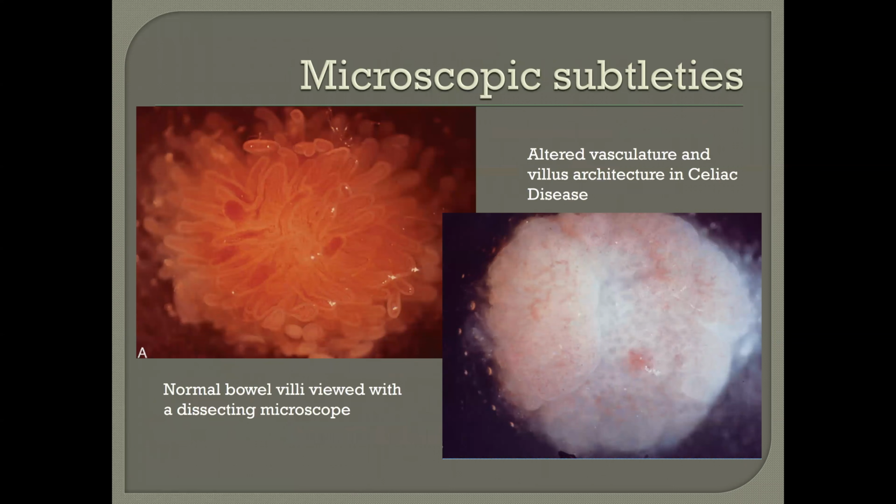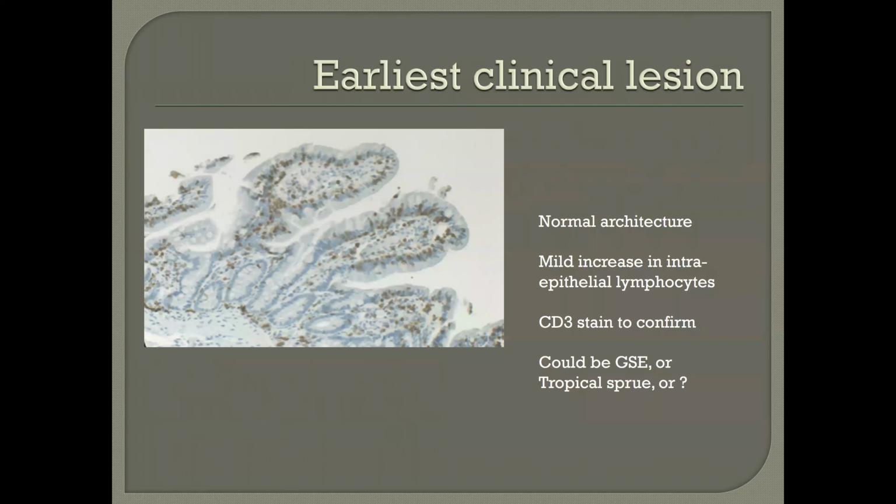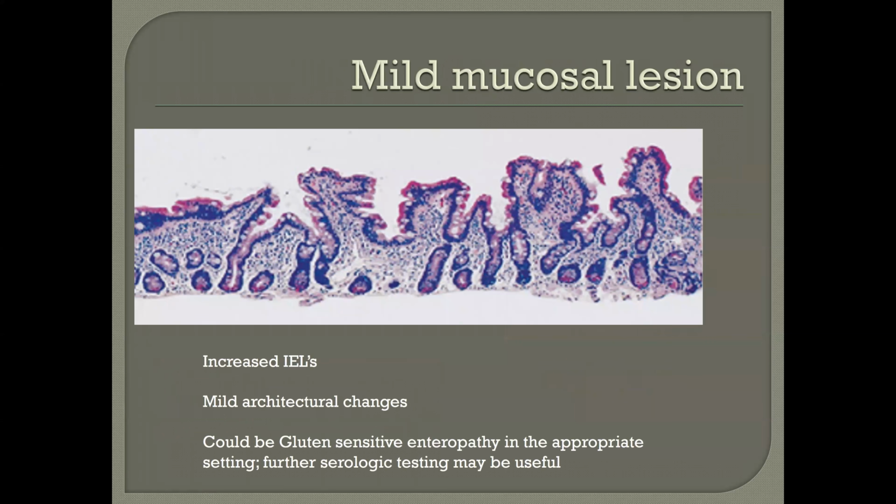Here's a wonderful scanning gross microscopy photo showing normal villus structure here, and then here the altered vasculature and blunted villus architecture in celiac disease. So conceivably, this is also what magnifying endoscopes could provide. Here's an example of the earliest clinical lesion, intraepithelial lymphocytosis, as demonstrated with CD3 stain, Marsh stage 1. With a Marsh 2 expanded lesion, we may see the beginning of blunting.